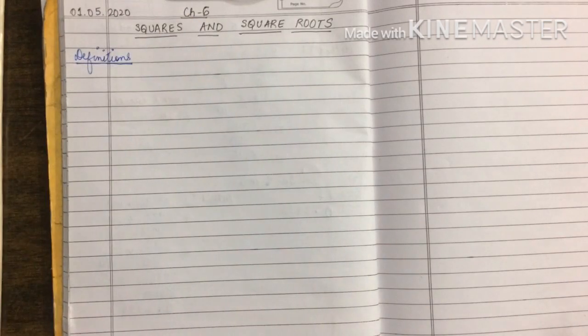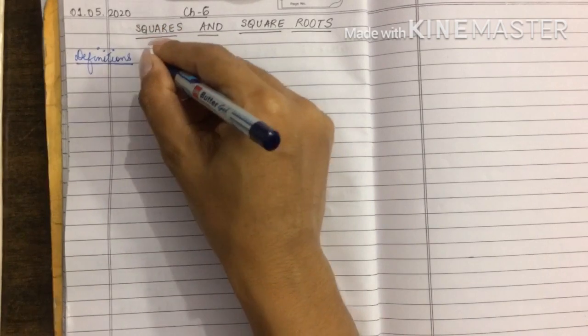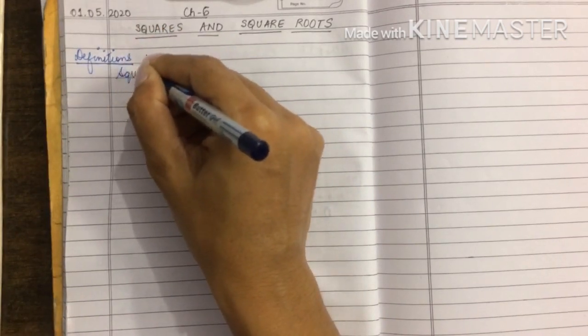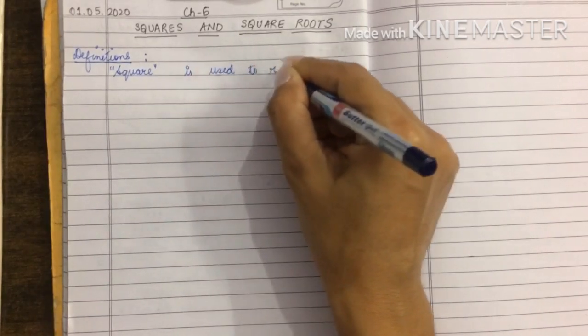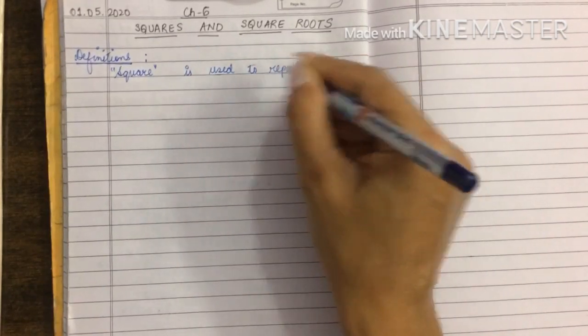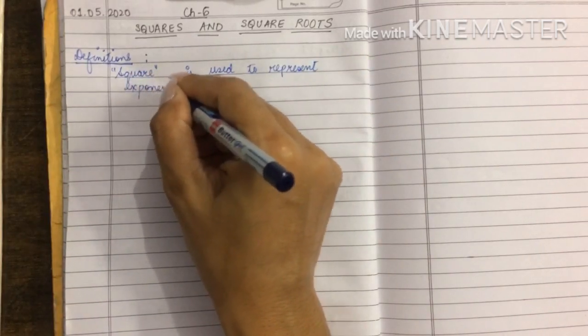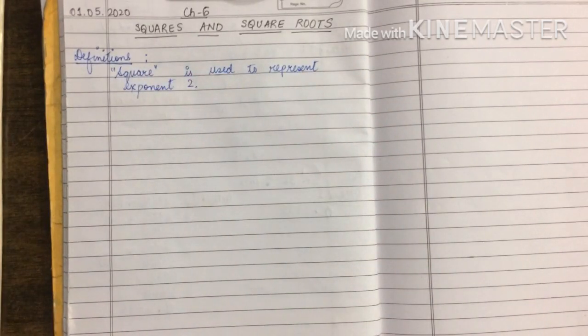So before we do the questions, we should know what squares and square roots mean. To begin with, let us write down what square is. The word square is used to represent exponent 2. So this is something you are aware of. If there is a number whose power is 2, we read it as square.